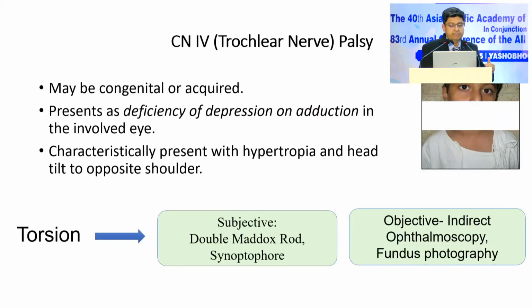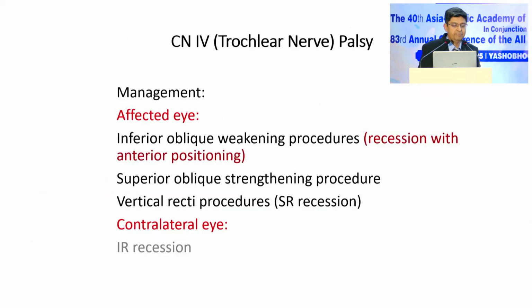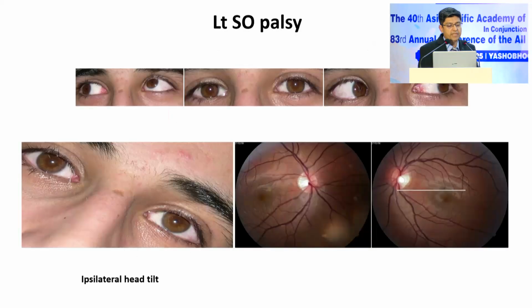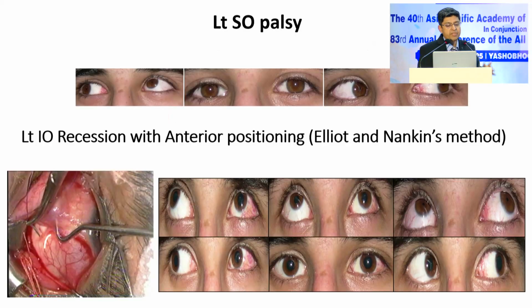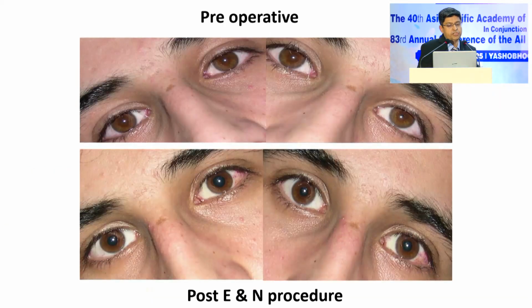I think time's up, so I won't cover too much on superior oblique. Just talking about inferior oblique weakening procedures that can help us manage the vertical. So I use the anterior positioning to get vertical correction and use the anterior nasal transposition to get a better correction on the torsion.